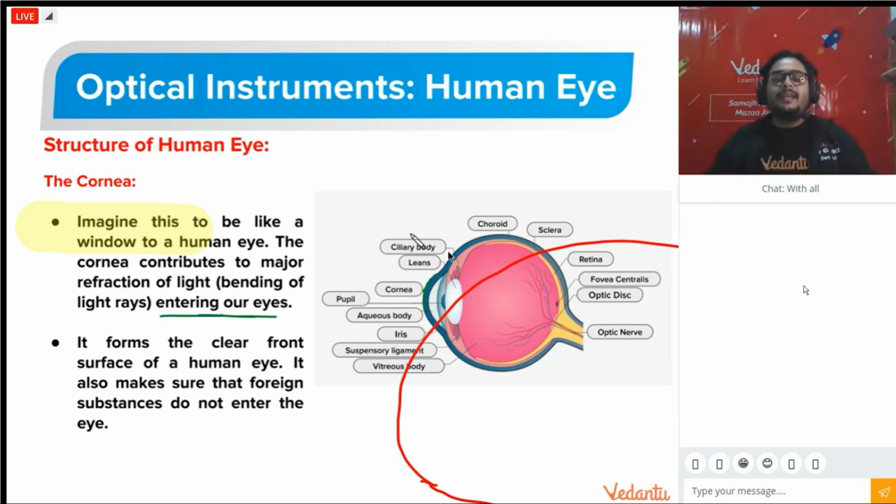Okay. So what is the cornea? In one line, if I have to say, it is the outermost portion of the eye which prevents foreign objects from entering the eye. Yes Priyanshu, it has happened with me many times. So is the cornea clear to everyone? Is the cornea clear?